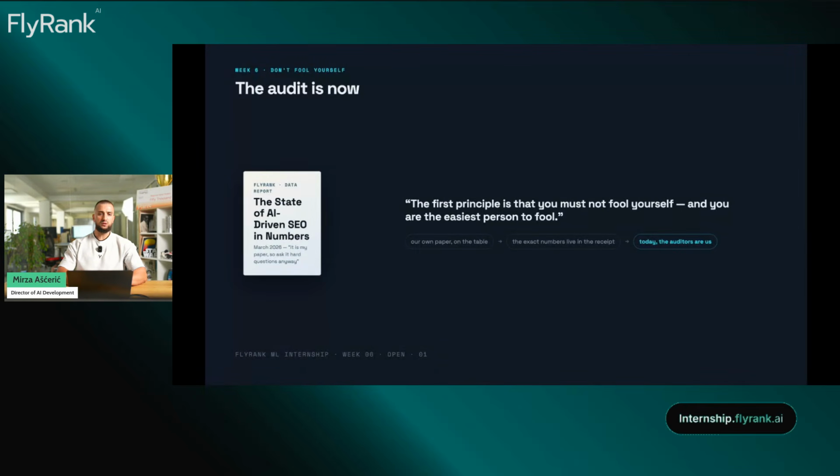We are going to look at our own research paper. You got it last week. I said it was my paper, but you should still ask hard questions. And after we looked at different models, I said the numbers were there if someone wanted to check our work. So, well, today someone does want to check it, and that someone is us.